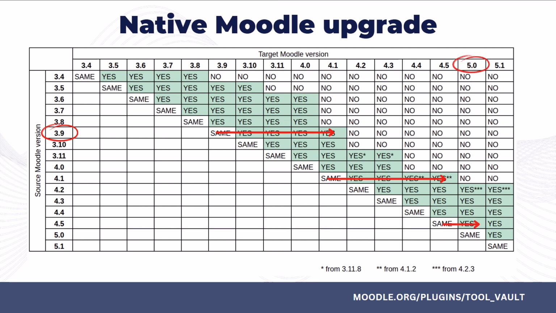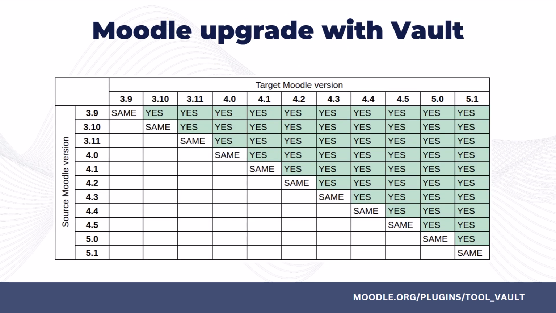When you factor in changing PHP version requirements, upgrading an old Moodle site can become quite complicated. Currently, Vault supports Moodle versions from 3.9 and above. We plan to add support for earlier versions as well, at least for backups. With Vault, after you restore your site, you can upgrade from any supported Moodle version to any other supported version in a single step. For example, it can upgrade a Moodle 3.9 site directly to 5.0, no intermediate upgrades needed.